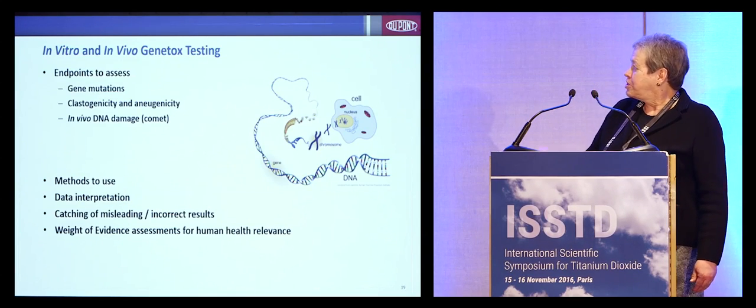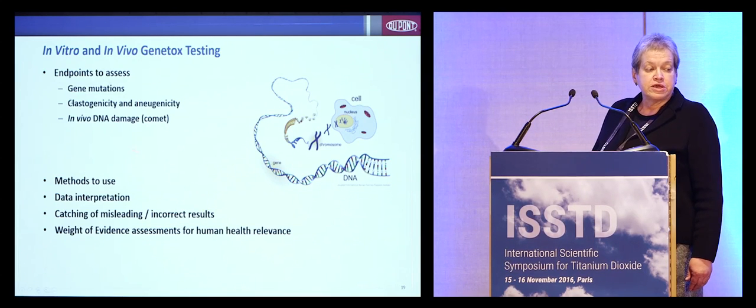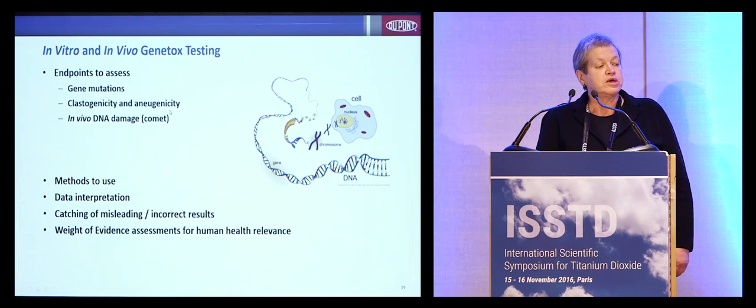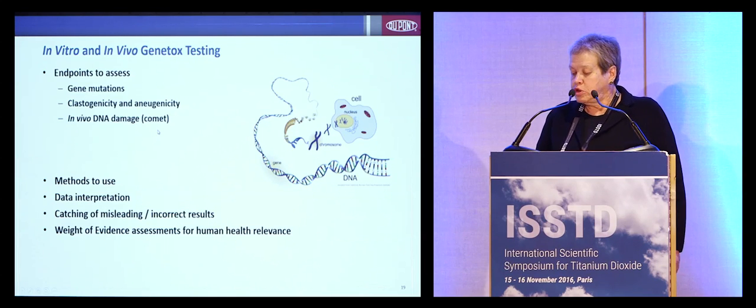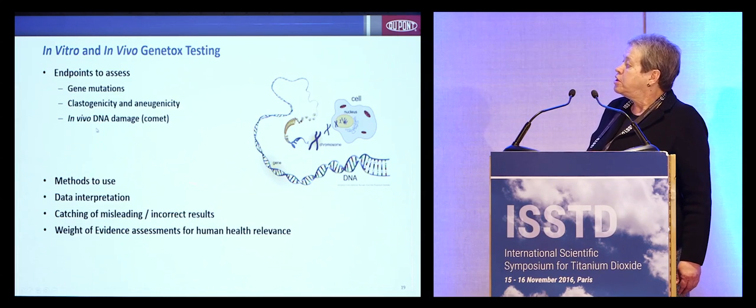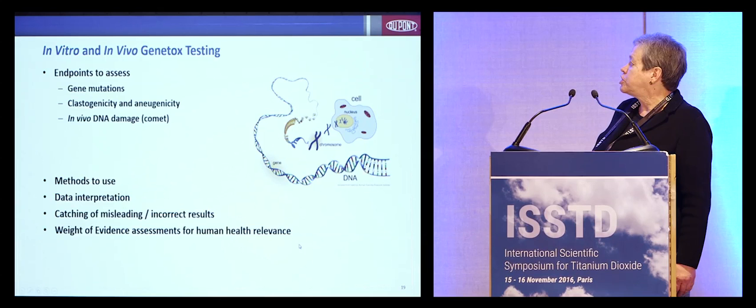For the in vitro and in vivo genotox testing, we do, of course, know what endpoints to assess. We assess gene mutations, clastogenicity, and aneugenicity, and we look at in vivo DNA damage with COMET. But note, what we do in a regulatory setting, we do the in vivo assay, we do not do the in vitro assay, really. There are methods to use, we have to give an interpretation to the data, catch incorrect results, and use the weight of evidence that has already been mentioned a few times.